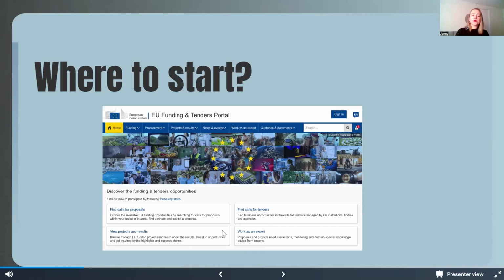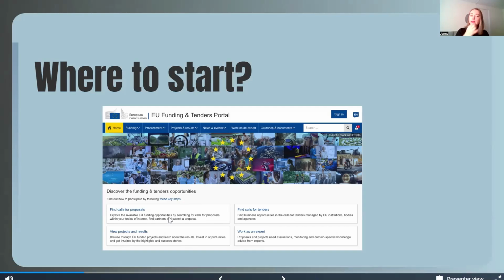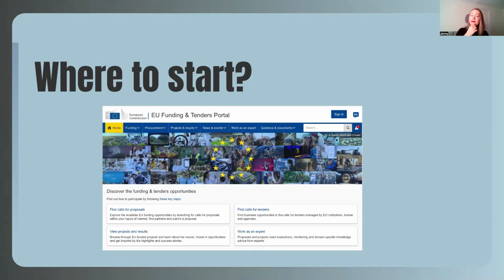So when you go to the left side of this portal, to find calls for proposals, you basically search, you find yours, and then you need to really find a good technical match, that you are relevant for this fund. And of course, apart from this portal, there are tens or maybe hundreds of different consultants and groups.